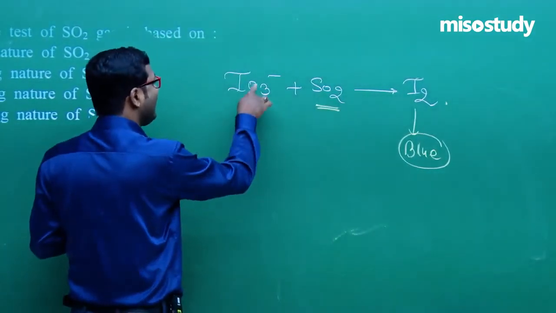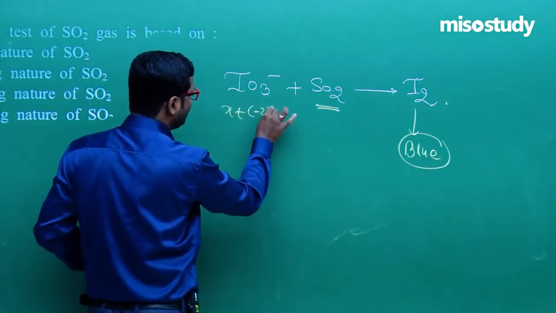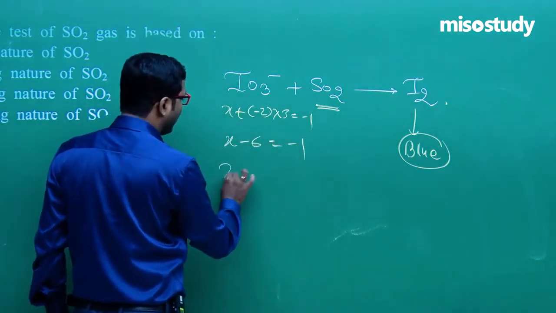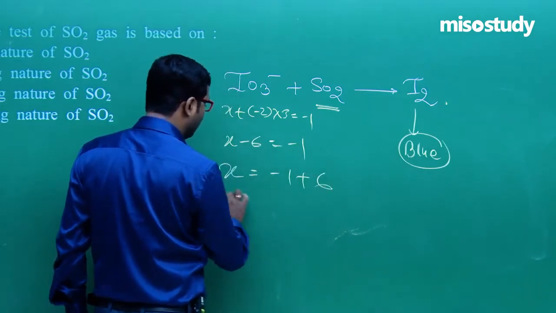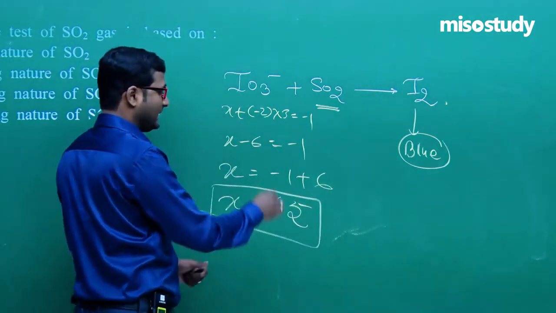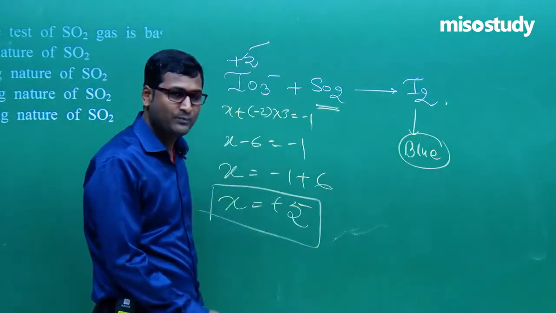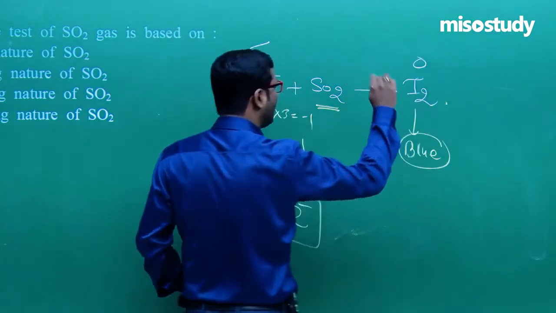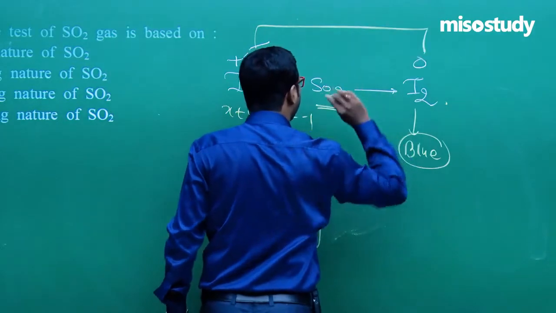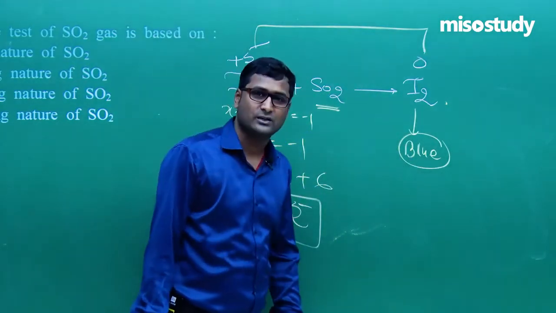Check it out. So here the oxidation state of iodine: x minus 2 into 3 is equal to minus 1, x minus 6 is equal to minus 1, x is equal to minus 1 plus 6, x is equal to +5. Here the oxidation state of iodine is +5. And the oxidation state of iodine in I2 is 0. There is a decrease in oxidation state during the conversion of IO3 minus to I2.